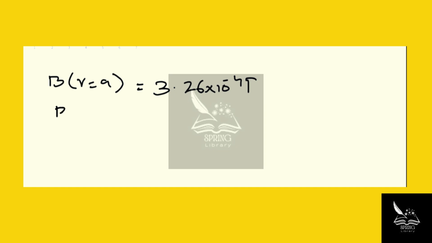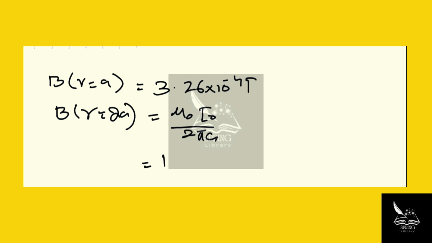For r equals a, similarly, we can substitute those values, and we get the magnetic field to be 3.26 times 10 to the power minus 4 Tesla. Similarly, for r equals 2a, we substitute 2a into the given formula. Then we get the magnetic field mu naught I naught over 2 pi a, and substituting the values for I naught, mu naught, 2 pi, and a, we get 1.63 times 10 to the power minus 4 Tesla.